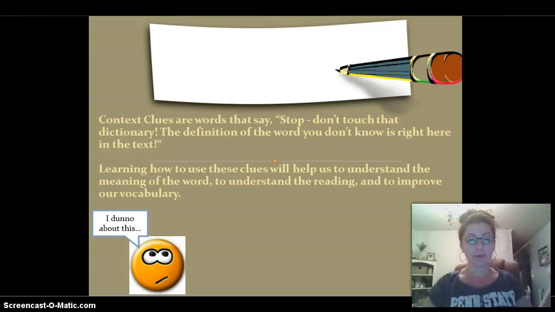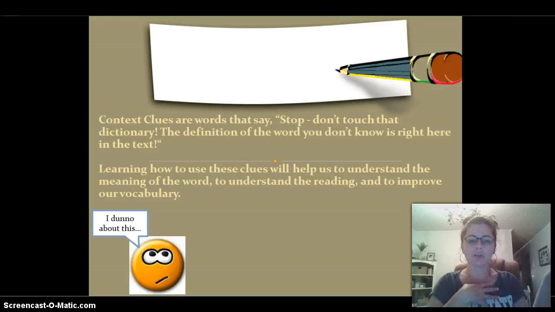All right, today we're going to talk about context clues. It's our next standard in our list of standards. We've already done synonyms and antonyms. You did great with that. We already did affixes and roots. Had a little trouble with that, but that's okay. That's something we're going to do all year long and help you to get better at. And today we're going to do context clues.